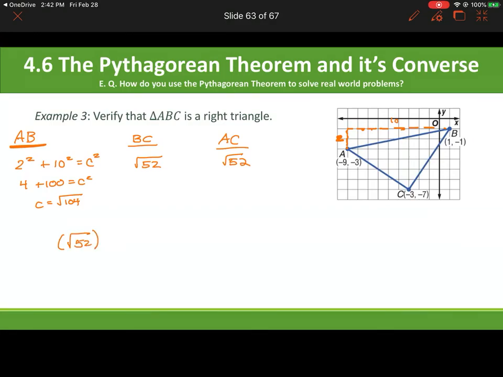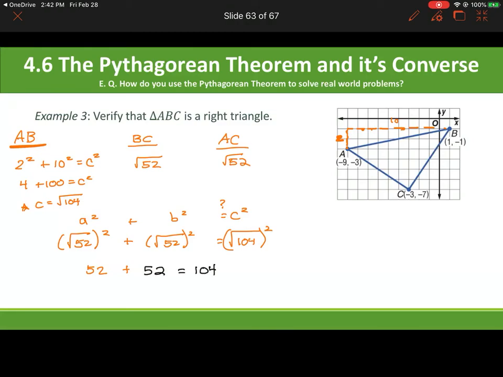So the square root of 52, square it, plus, because remember we're doing A squared plus B squared equals C squared, B would also be the square root of 52 squared, and that is equal to C, which is my longest side, so the square root of 104 squared. Now since we are squaring each one, that means all of our radicals go away. So I get 52 plus 52 is equal to 104.